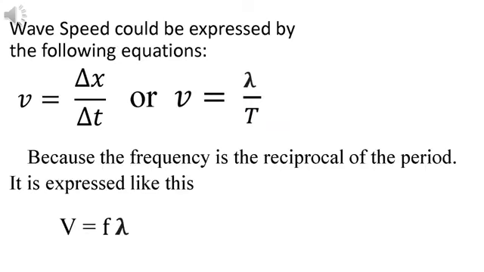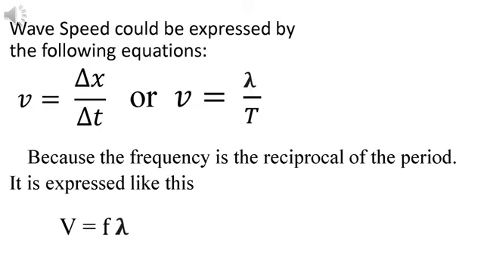Wave speed can also be expressed by the following equations. Velocity is equal to the change in distance over the change in time. Or the wavelength is divided by the period: V is equal to lambda over T.